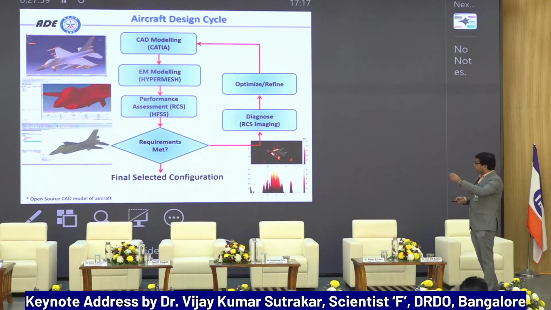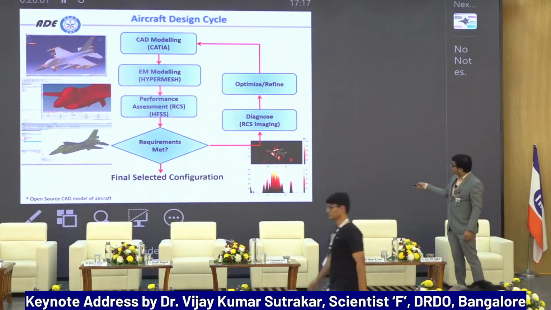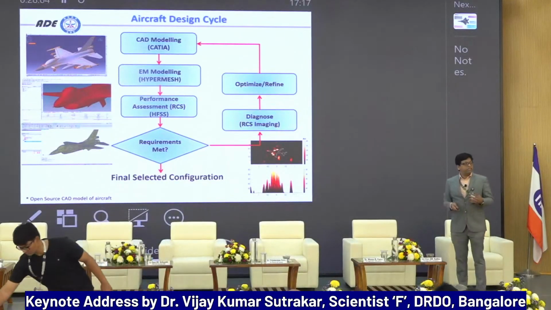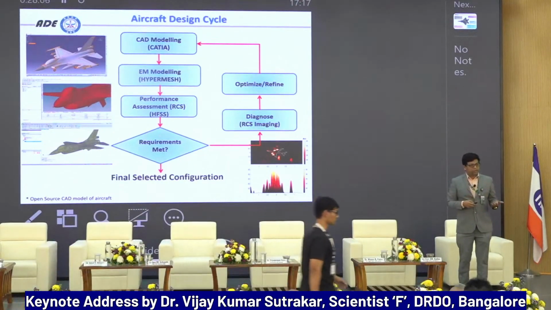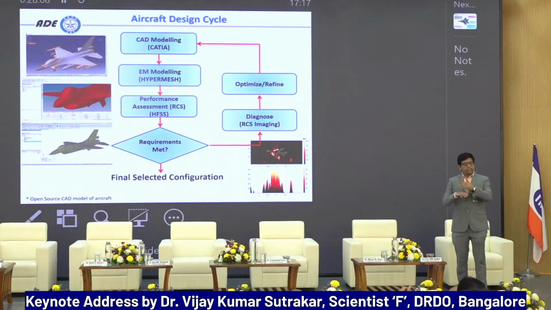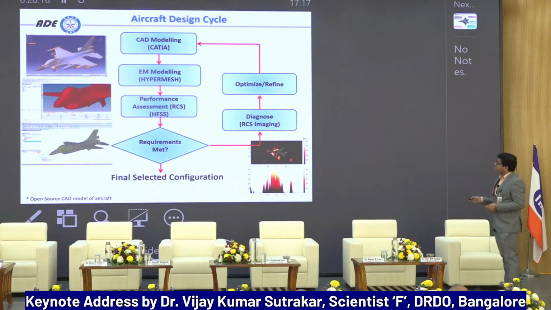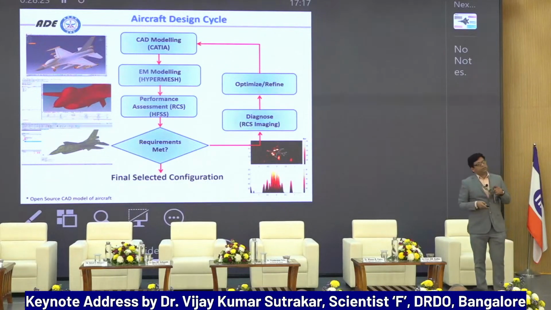If it is not meeting the requirement, then we try to assess the hot spots and the regions from where the scattering is coming, where the energy should go in another direction but is still coming. Whatever these red spots you are seeing, we try to see whether we can reduce or minimize them. So we do the diagnosis of that, and we try to optimize and refine. When we are talking about optimizing and refining, it will not be a single domain.